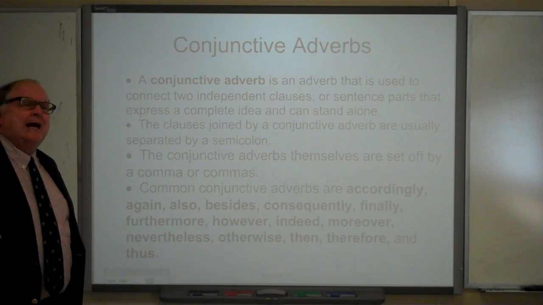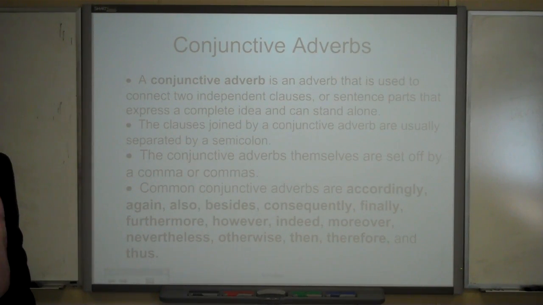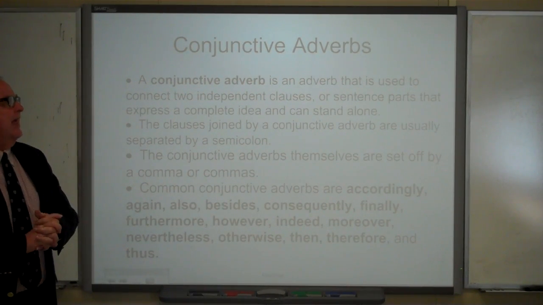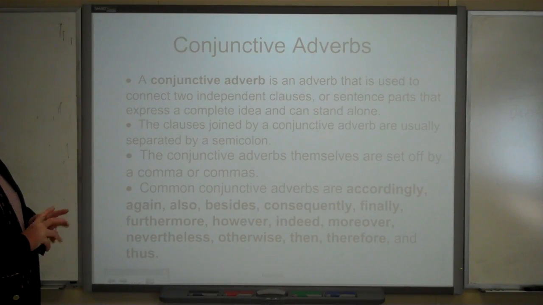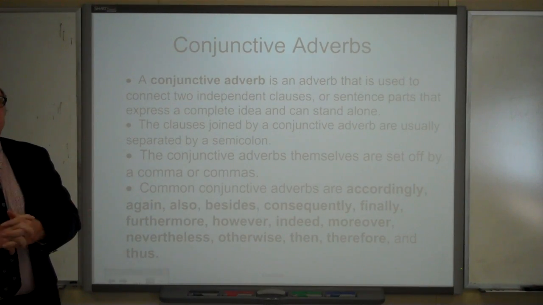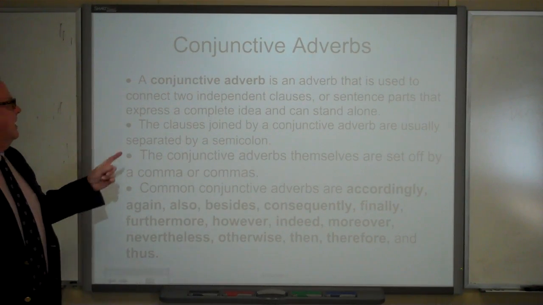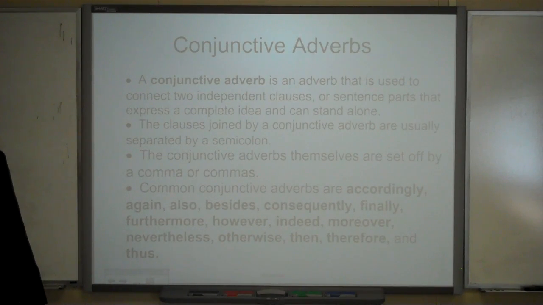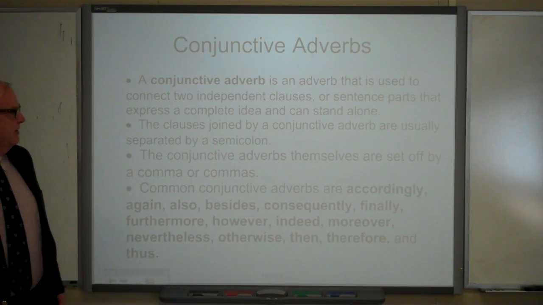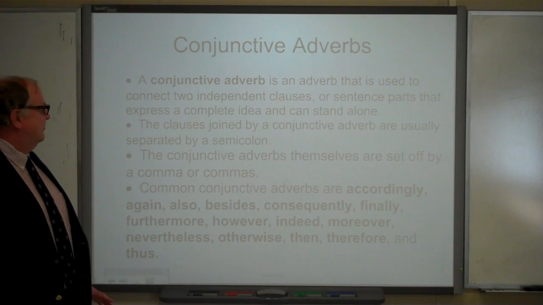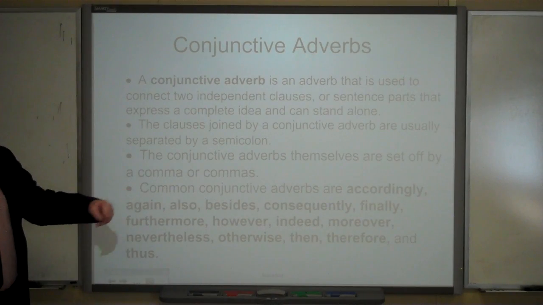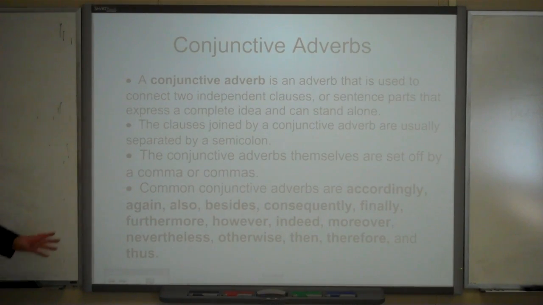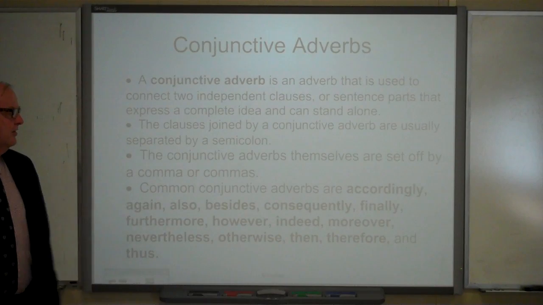One other type of conjunction-like word that I want to mention here, which I didn't talk about earlier, is a conjunctive adverb. It's an adverb that's used to connect two independent clauses, or sentence parts that express a complete idea and can stand alone. The clauses joined by a conjunctive adverb are usually separated by a semicolon, and the conjunctive adverbs themselves are set off by a comma or commas. Again, your book has a list of common conjunctive adverbs, and I've duplicated that list here.